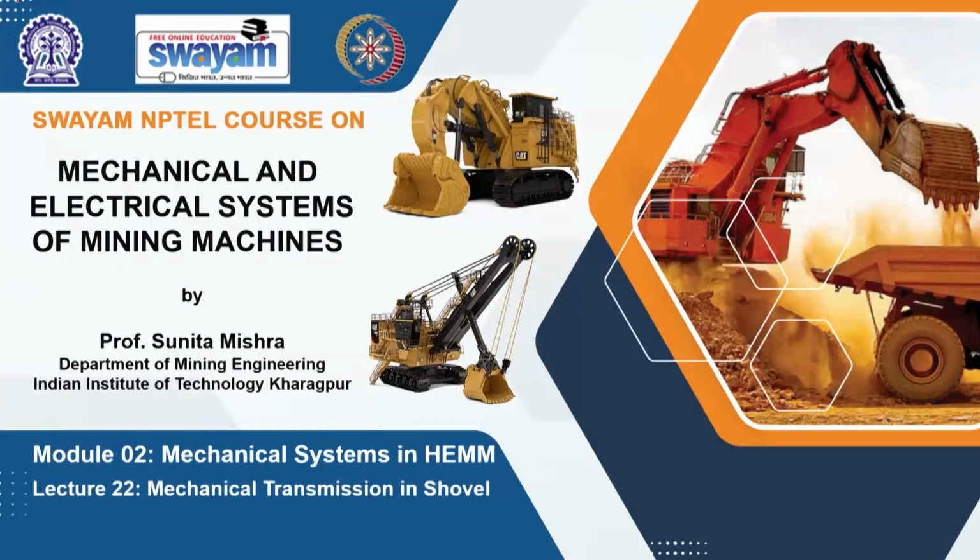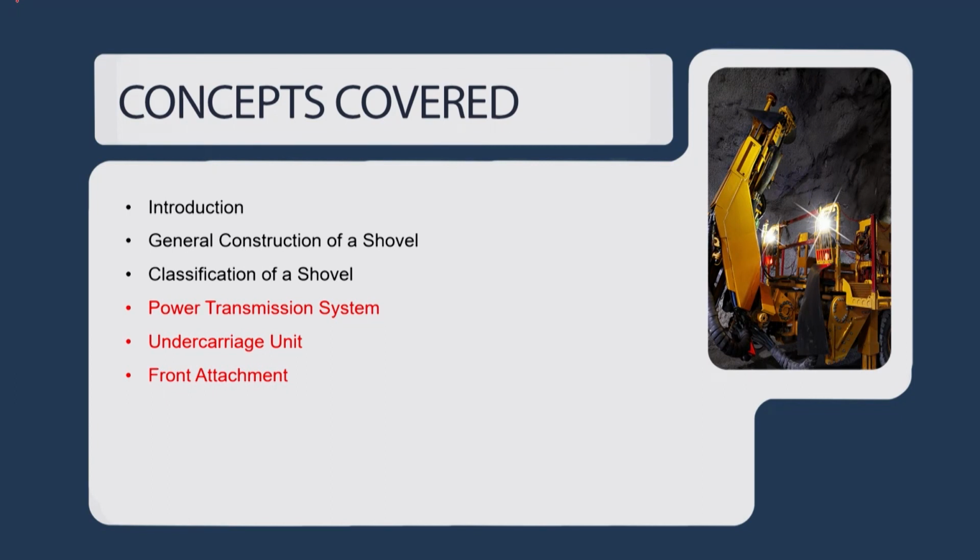We are in module 2, that is mechanical systems in HEMM. So, we were continuing with mechanical transmission in shovel. Last class we discussed the power transmission that is happening in shovel. We have already discussed the power transmission in two shafts, that is the crowd and bucket hoist shaft and the boom hoist shaft, and in this class we will be discussing the power transmission that is happening in the swing and propel shaft, and then we will be going to the undercarriage unit and the power transmission line in the front attachment.